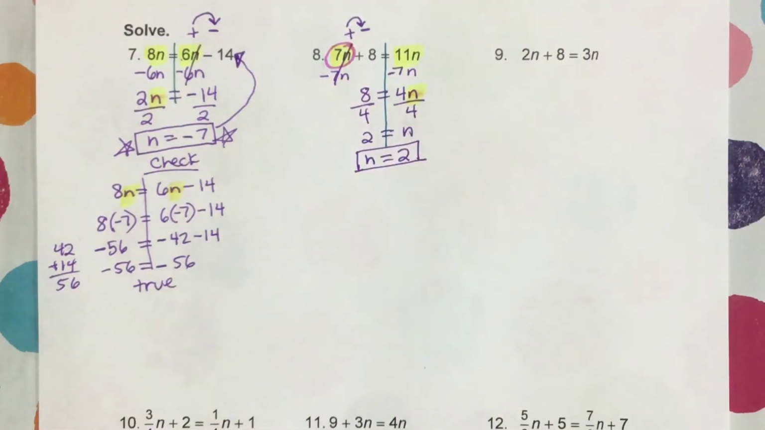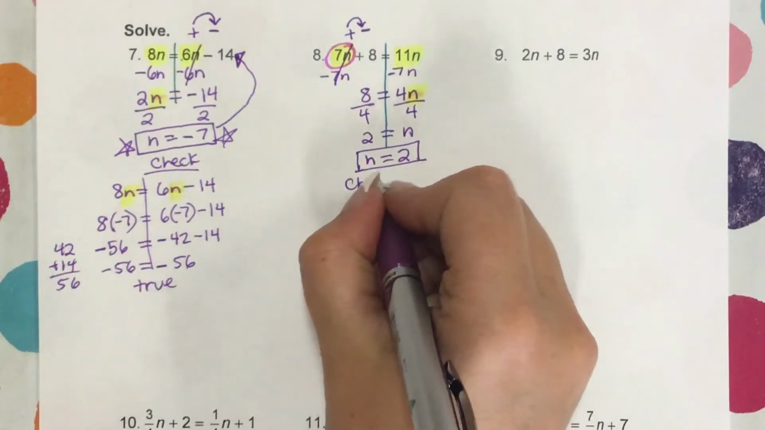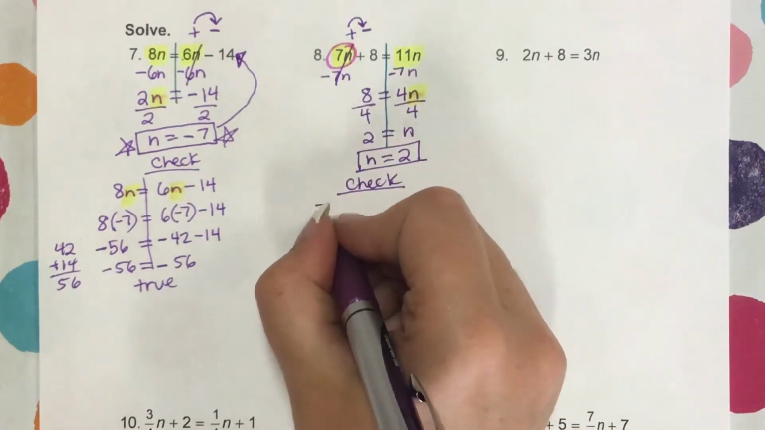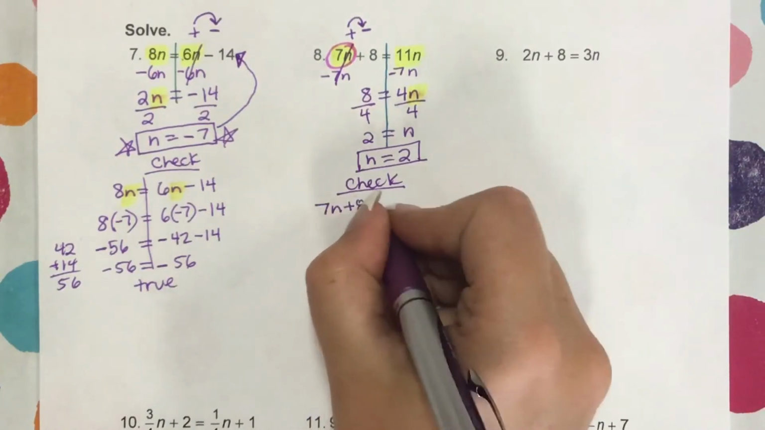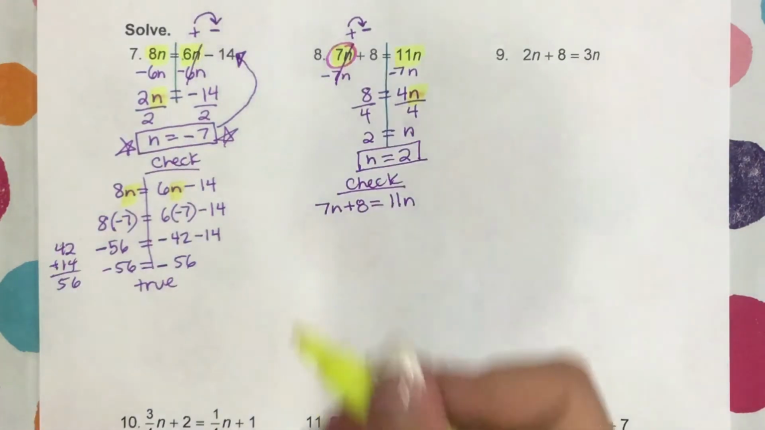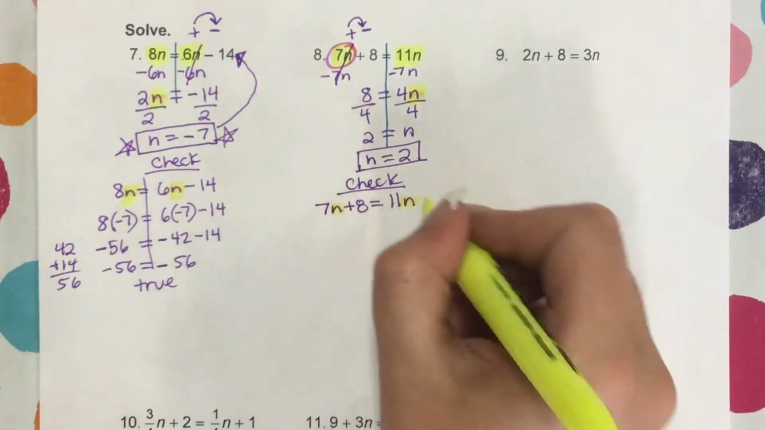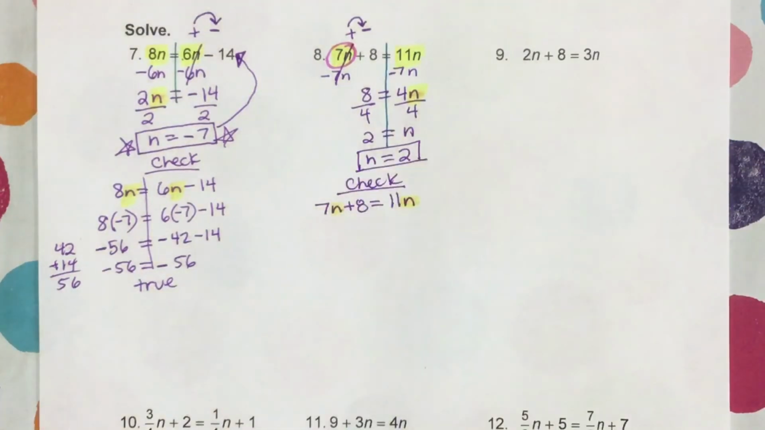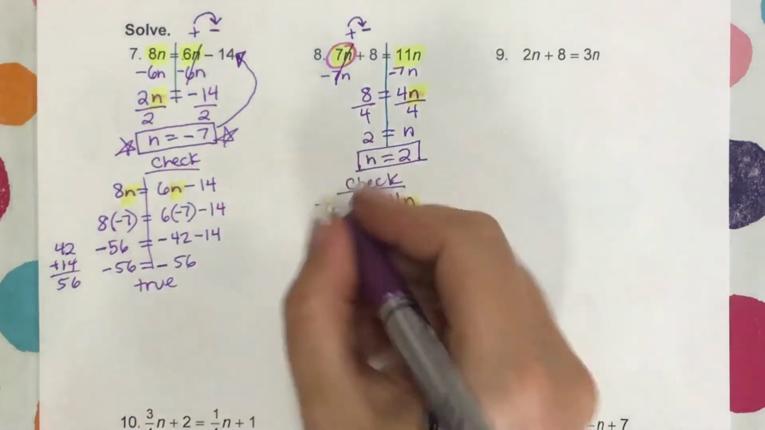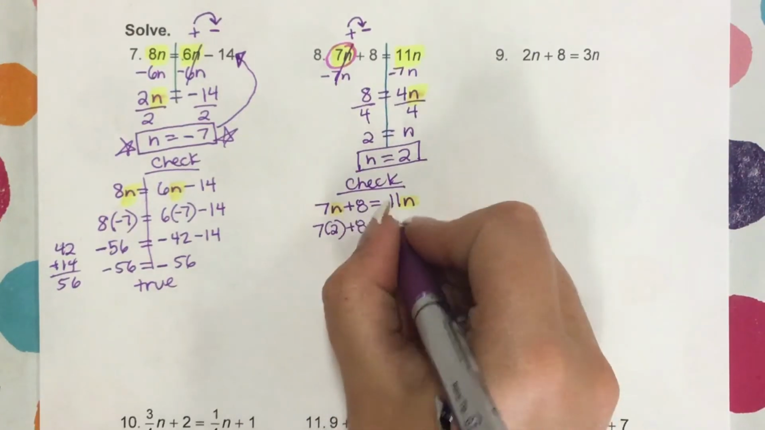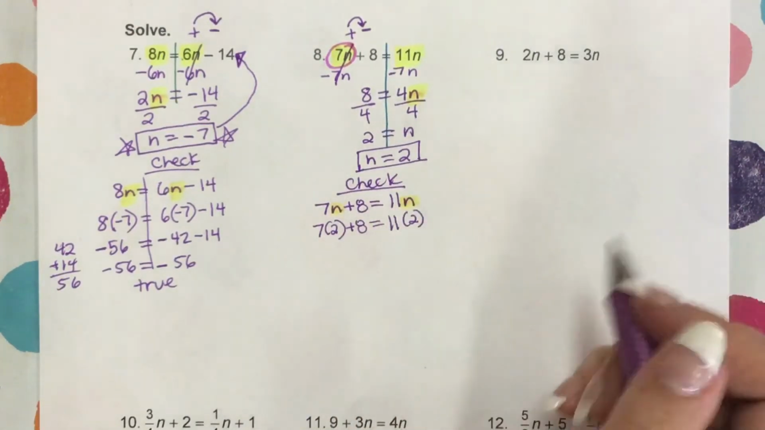So I'm going to go ahead and check it to see if I'm right. I'm going to write the word check. I'm going to rewrite the original equation: 7n plus 8 equals 11n. Now I have the n in 2 different locations, so I need to substitute that 2 in for this n and also in for that n. So 7 times 2 plus 8 equals 11 times 2.